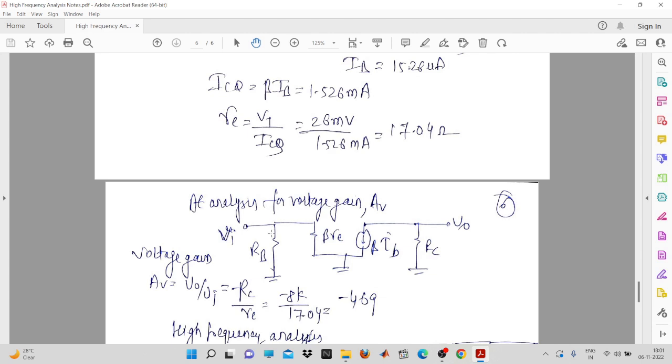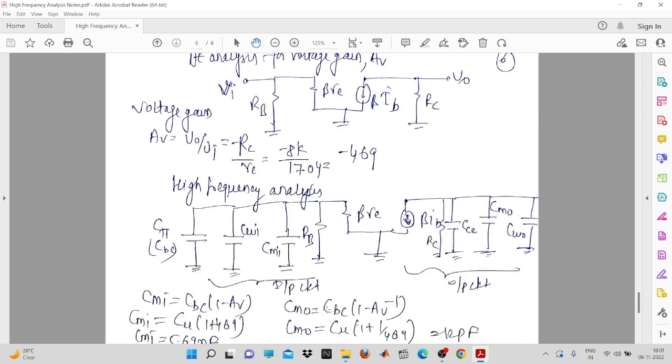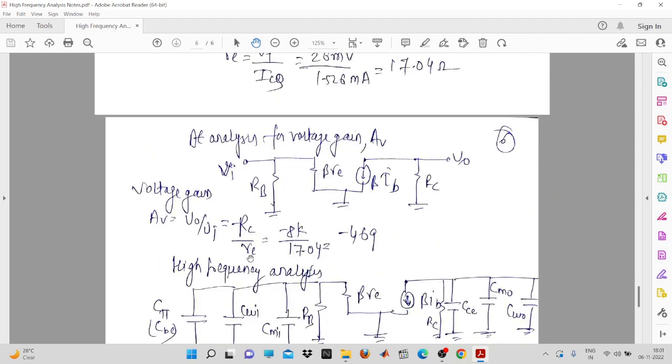So in that case, it will be minus beta into IB into RC. And now here, what is the input voltage? You can see here simple base current is going to flow through the beta into RB. So that will be minus beta into IB into RC minus beta into RE into IB. If you solve this, then you will get the value minus 469, and that will be your voltage gain. So I think up to this point, everything is clear.